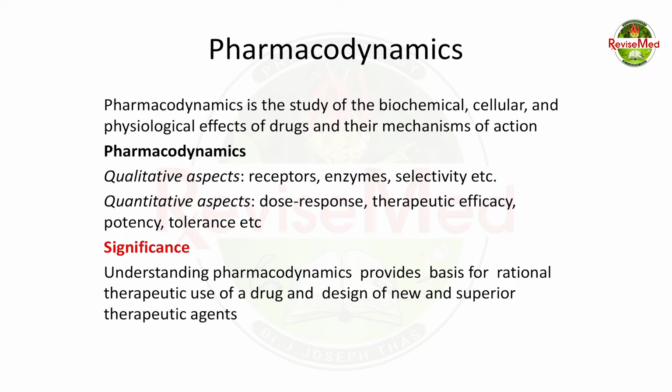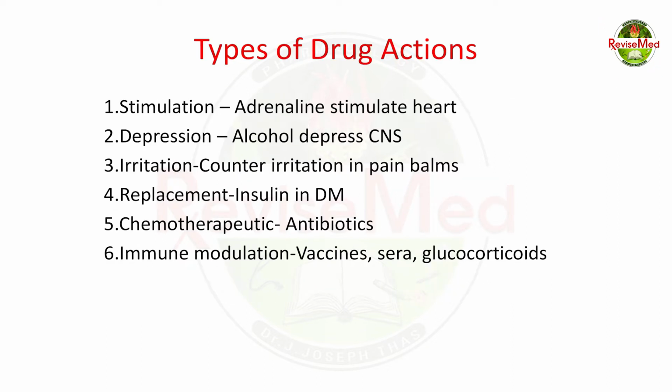One may ask, what is the significance of understanding pharmacodynamics? Understanding pharmacodynamics provides the basis for rational therapeutic use of a drug and design of new superior therapeutic agents. What are the types of drug actions? Stimulation, example, adrenaline stimulates heart; depression, alcohol depresses CNS; irritation, counter-irritation in pain balms; replacement, insulin in diabetes mellitus; chemotherapeutic agents like antibiotics; then immunomodulation done by vaccines, sera, glucocorticoids.